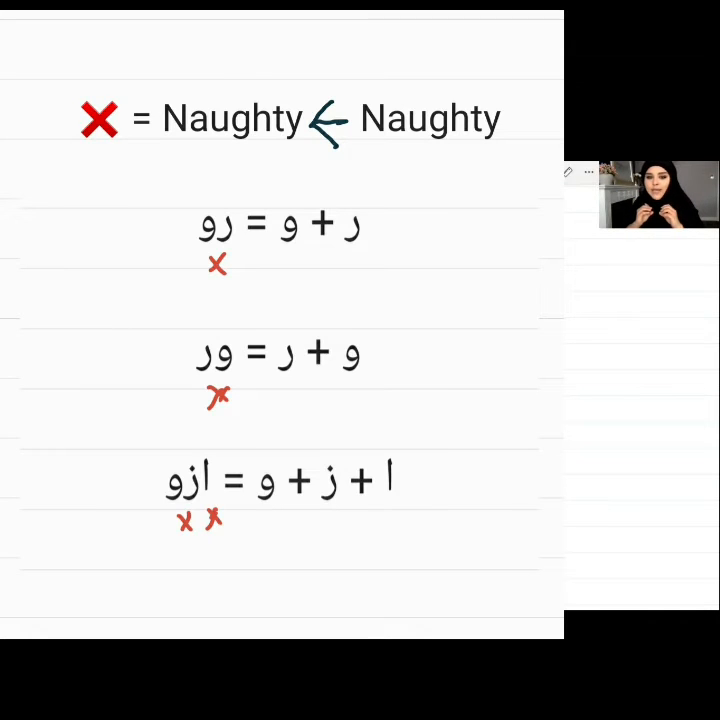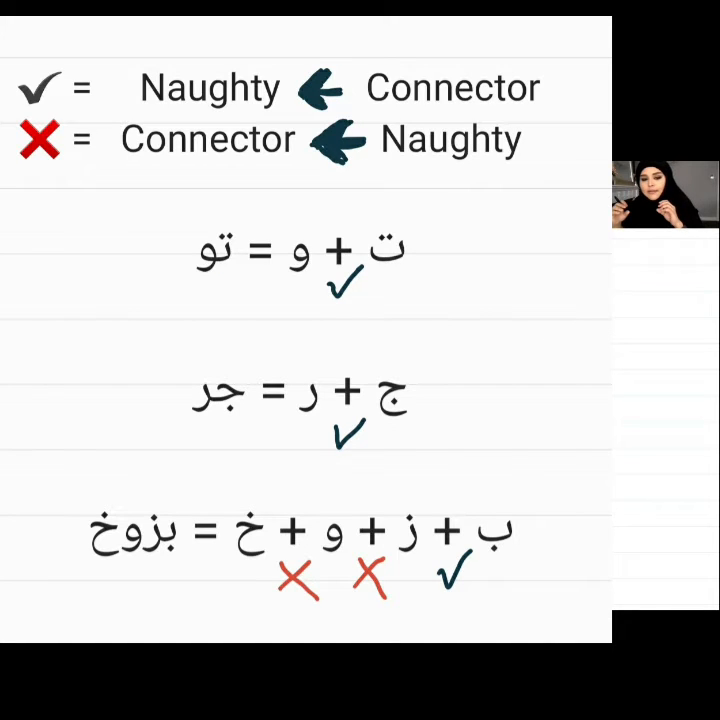Naughty and naughty cannot connect. But joining and naughty can connect, but naughty and joining cannot connect after. So the position is very important. Always understand where is beginning, where is middle, where is end. Beginning is on the right, middle, end.